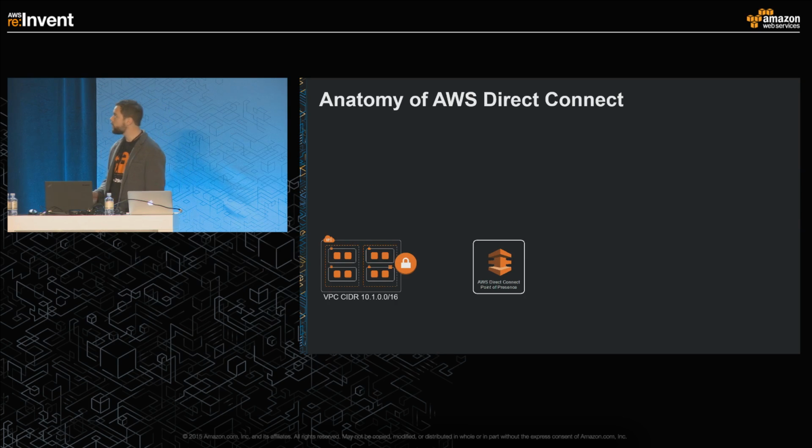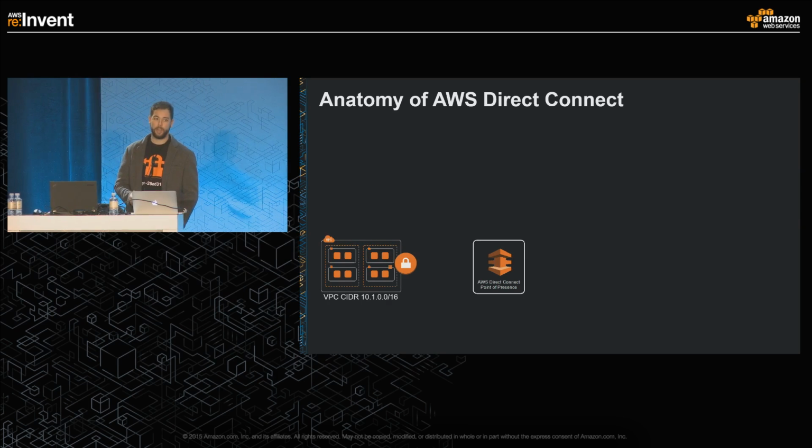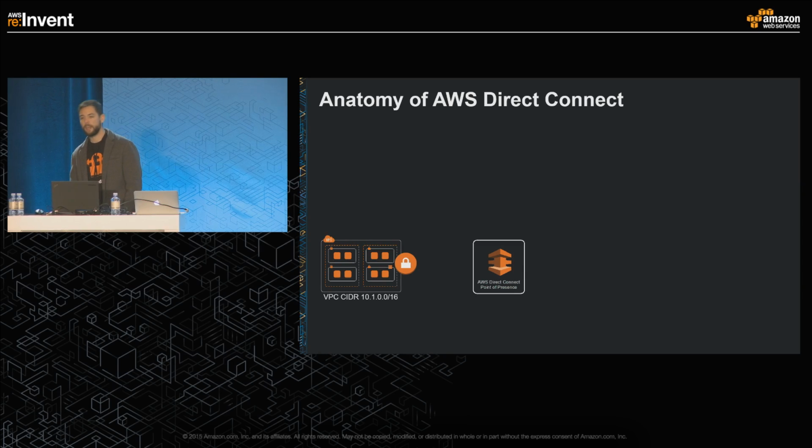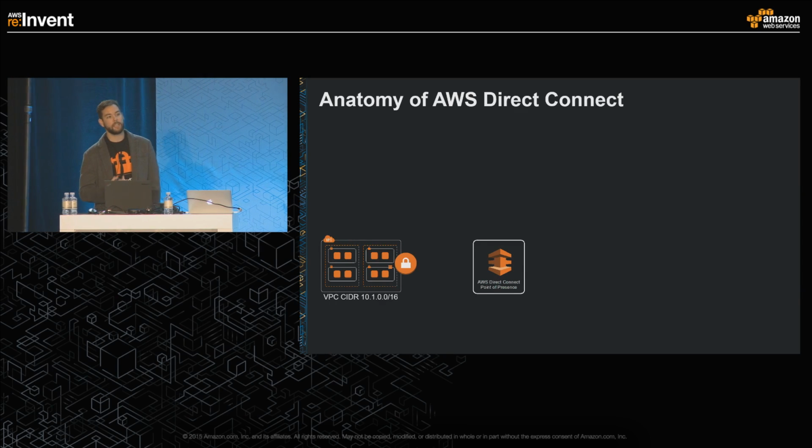Now, I haven't shown any connectivity between the VGW and the Direct Connect POP. That's because that's Amazon's backbone, and we don't really talk about that too much because we manage it. It's connectivity that's capacity managed with no single points of failure, and it connects the Direct Connect POPs to the local region that you're connecting to.